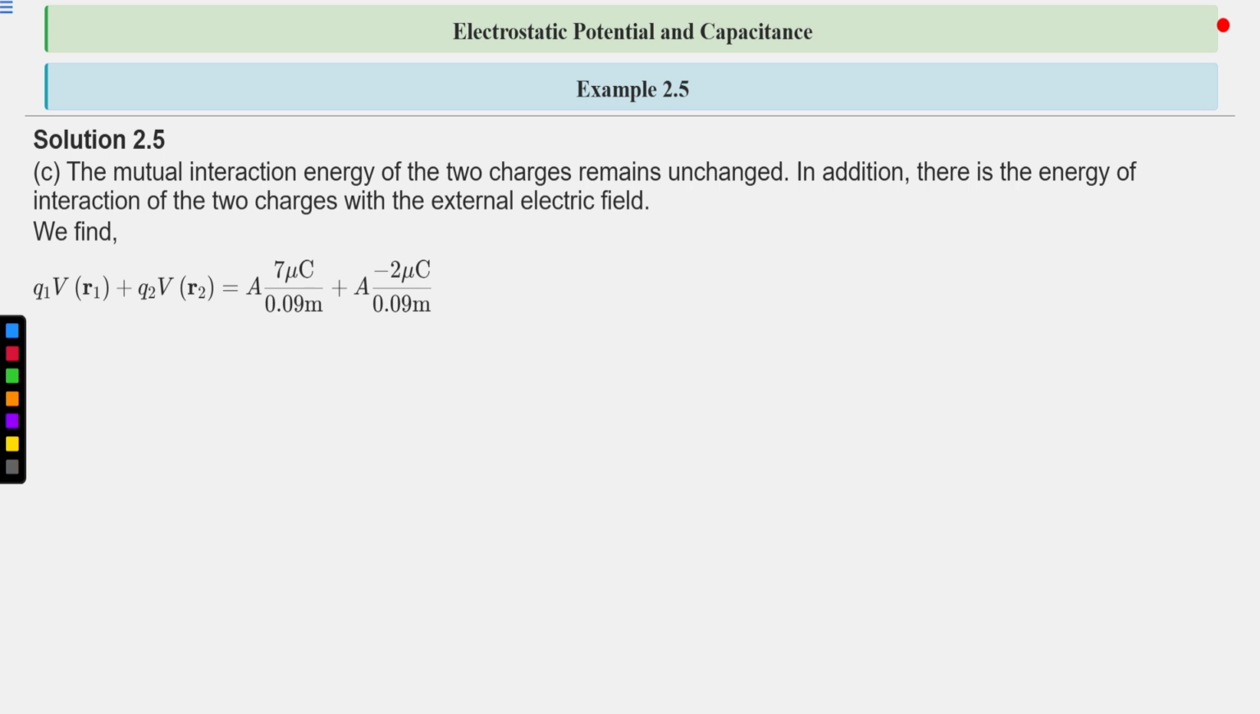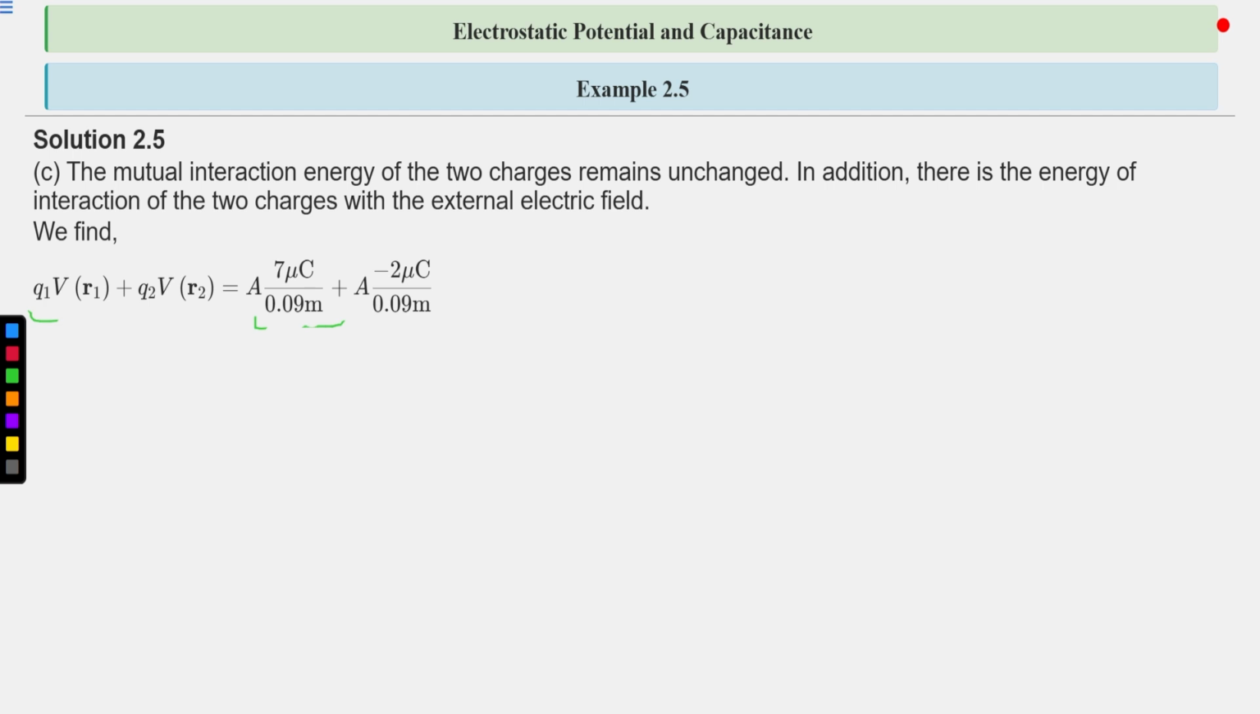This is the Q1 V(R1). This is the work done to bring Q1 charge in an external field. This is the work done to bring Q2 charge in an external field. Okay, this is the work done by two charges against the external field. How did this expression come? V(R1).